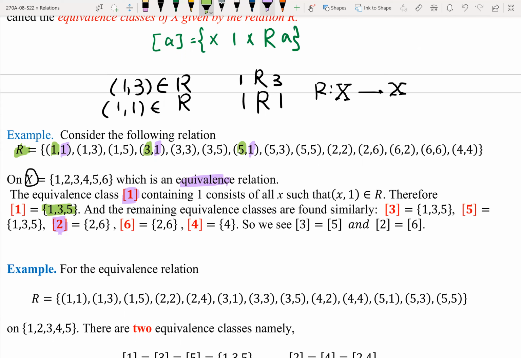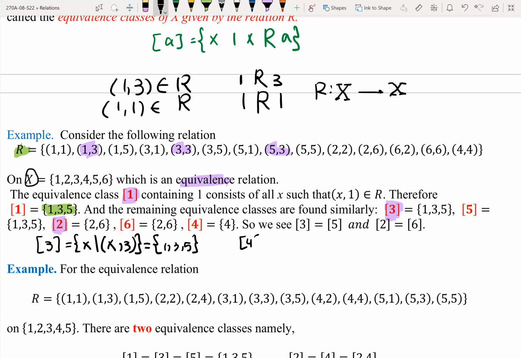One more time. If you're supposed to write the class of 2, sorry, right over here I have the class of 3. So if I'm writing the class of 3, I'm going to clean up all things. Class of 3 is the set of all x's such that x is related to the 3. That means here, here, and that's it, right? So you have 1, 3, and 5. Class of 3 is 1, 3, and 5.